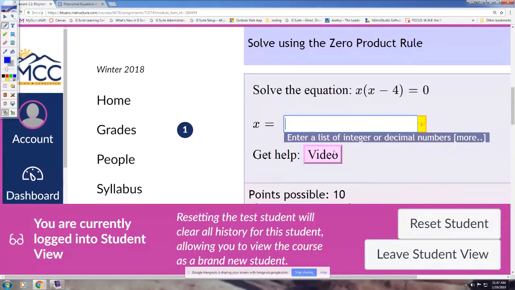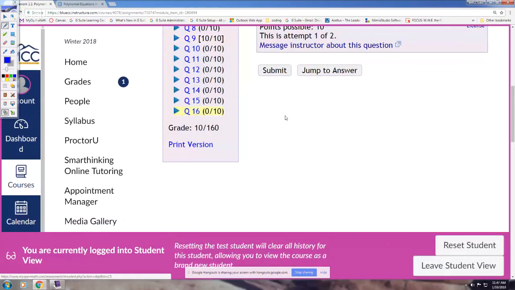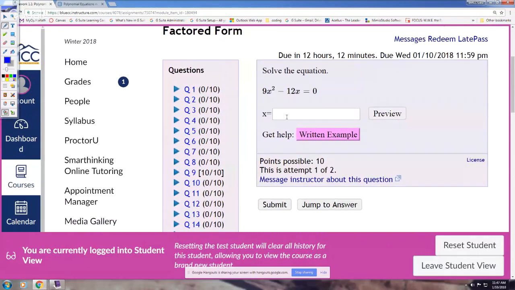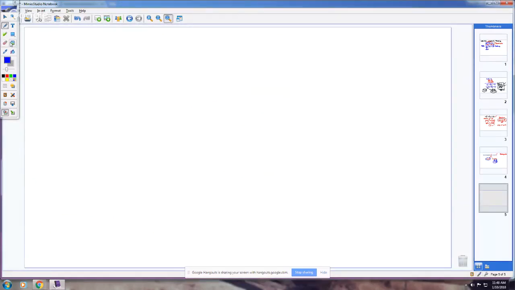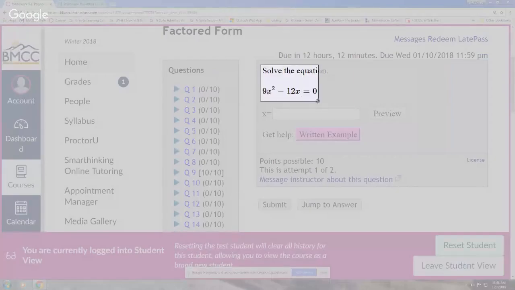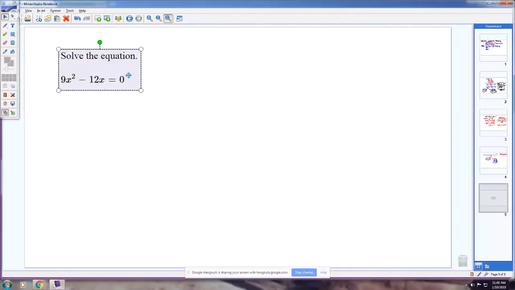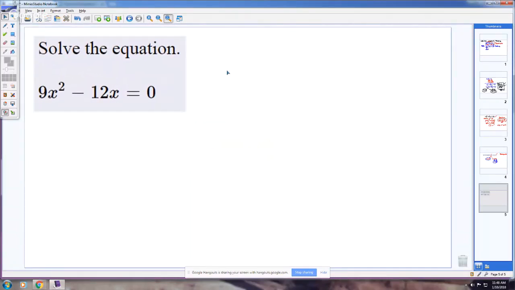All right, I'm gonna zoom out for a sec and try a similar one. I think number 16 was exciting. Yeah, that's a good one. So let me get my notebook and a screenshot, and we'll walk through it. So I want to solve this equation. So again, anytime I have more than one x in there, anytime I have a square involved or a cube or something other than just x, then I'm thinking use the zero product rule.